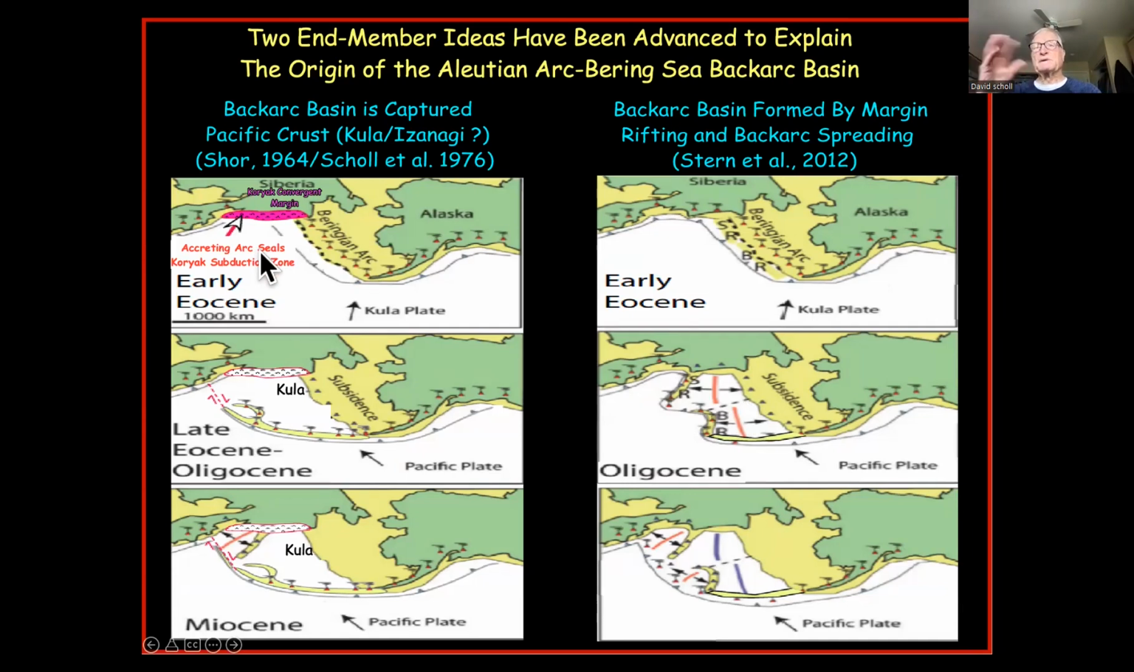These are sort of end members. There are all sorts of flavors of this, but these seem to be the end members. One, that it's an old piece of the Pacific plate. The other is that it's back arc spreading in some sort of a Karig fashion.